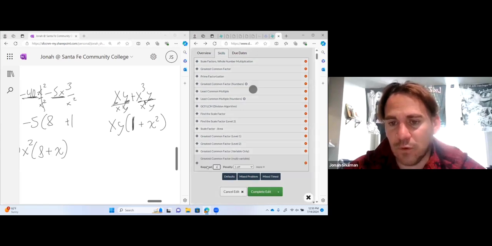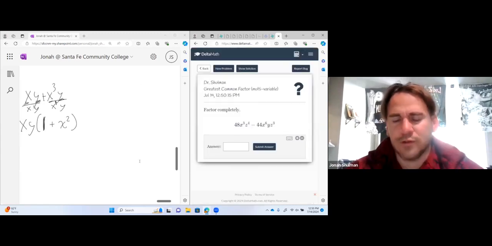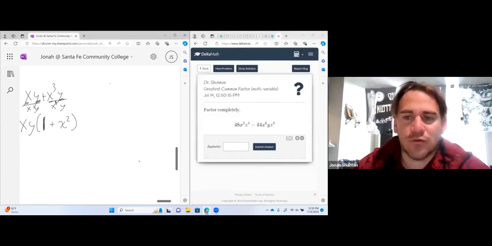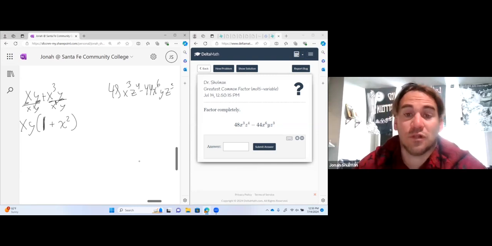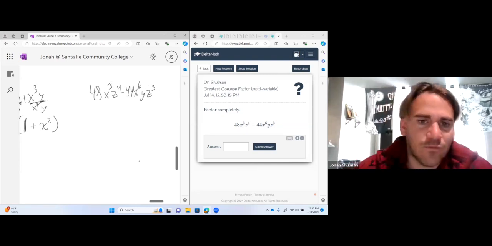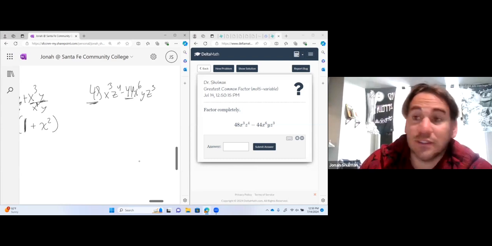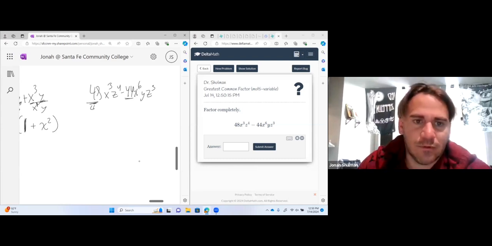And finally, a multivariable. Here we go. We finally got a real one. 48 x cubed z to the 4th minus 44 x to the 6th y z cubed. There's a lot happening here. All right, always do the number first. I believe we can divide these both by 4. So let's divide it by 4, divide it by 4, and see if it works out.